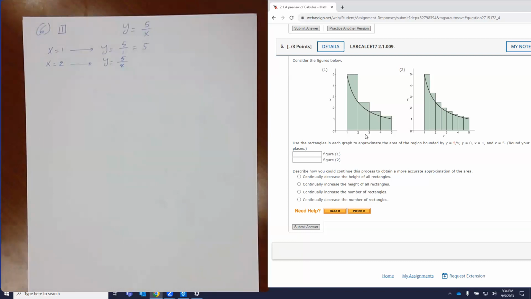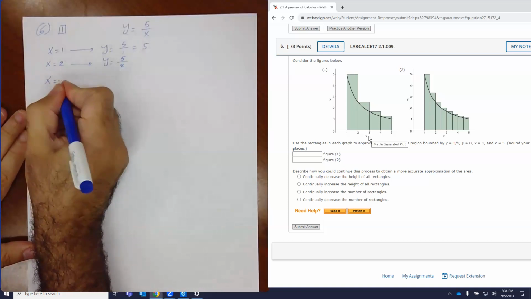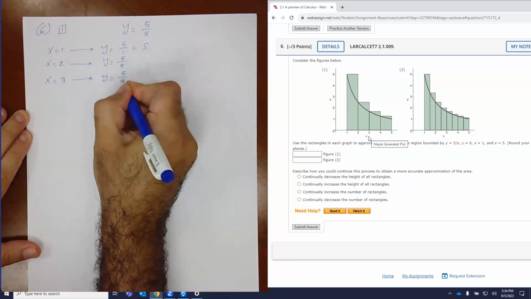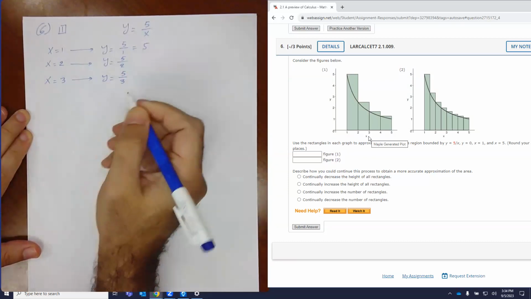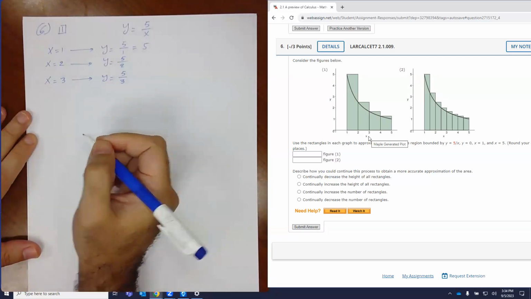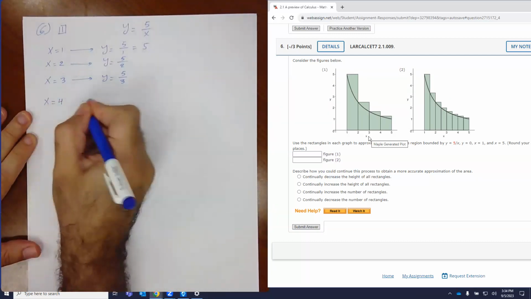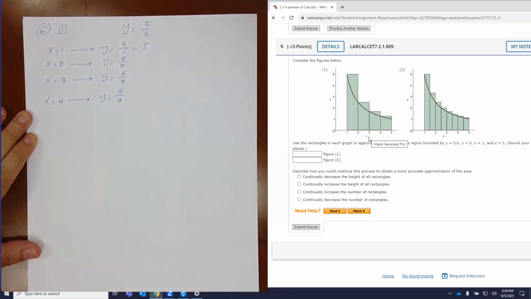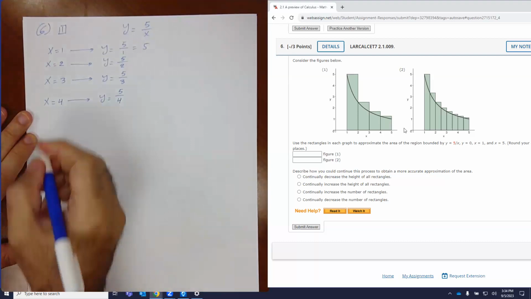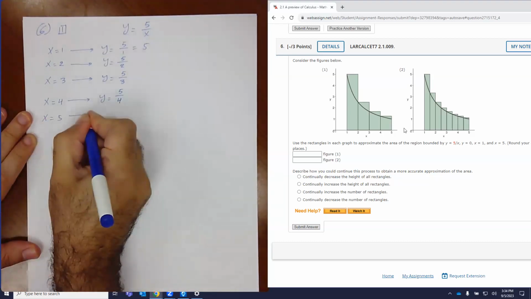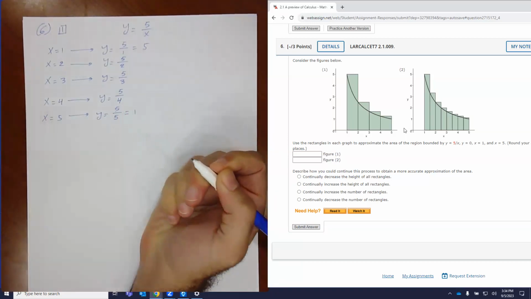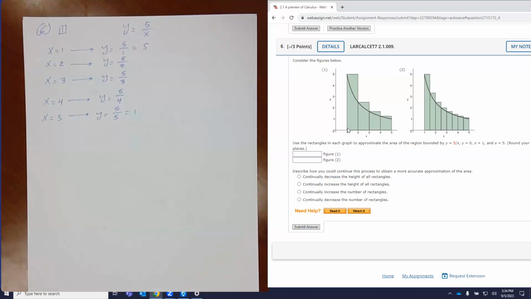The third length, when x equals 3, y is going to be 5 divided by 3. Keep it 5 divided by 3. When x equals 4, y is going to be 5 divided by 4. And when x equals 5, which is the last one, y is 5 divided by 5, which is 1. So now I have the length for each rectangle.